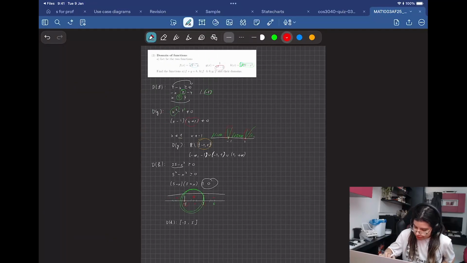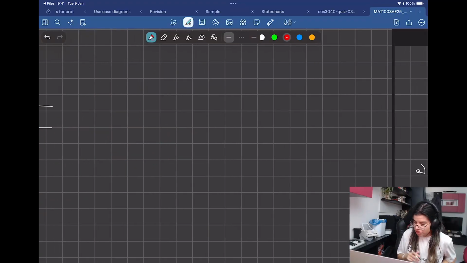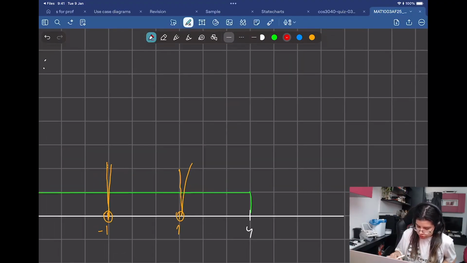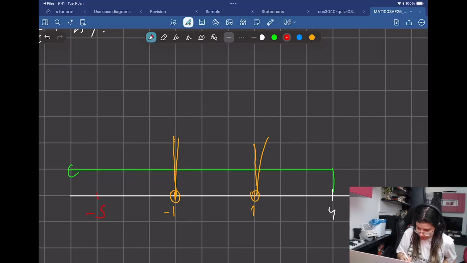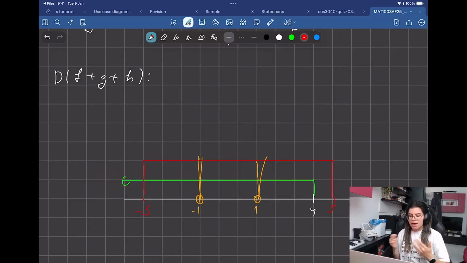And then lastly, for the domain of h, it's between minus 5 and 5. So I'm going to draw minus 5 and 5, and I connect them like that. Okay? Wait, let me just draw it. Oh, no. I want to draw it slightly better so that it's more readable. Like this, okay? And now, what is our task?